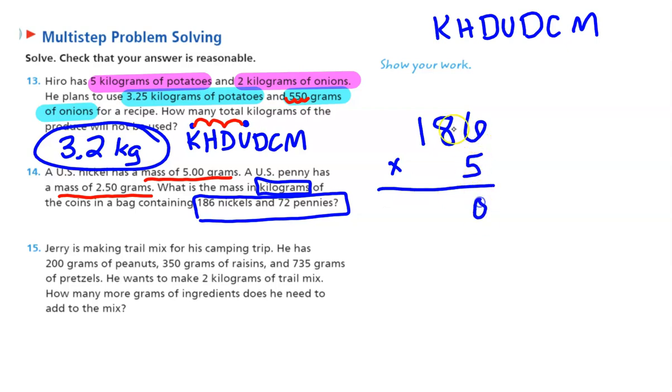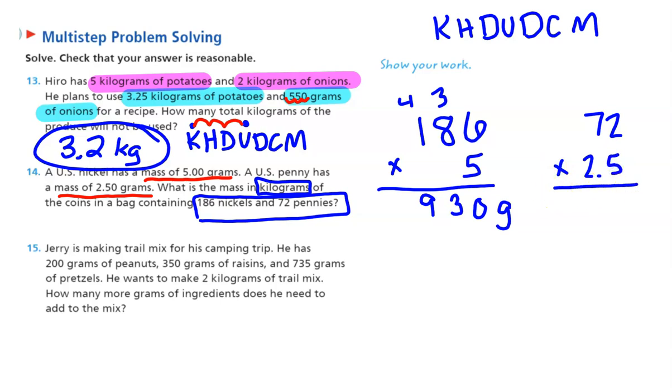5 times 6 is 30. 5 times 8 is 40, and 40 plus 3 is 43. 5 times 1 is 5, plus 4 is 9. So I have 930 grams of nickels. And then I'm going to come over here. I had 72 pennies, and they weighed 2.5.